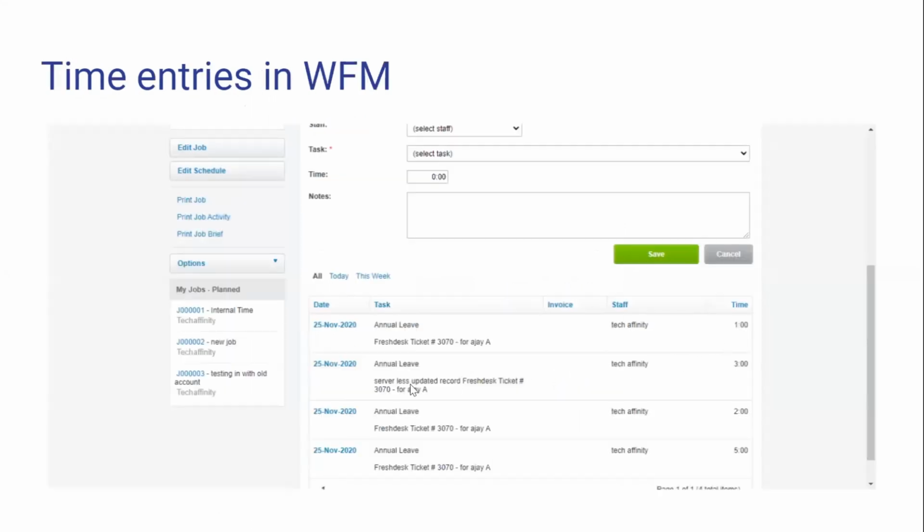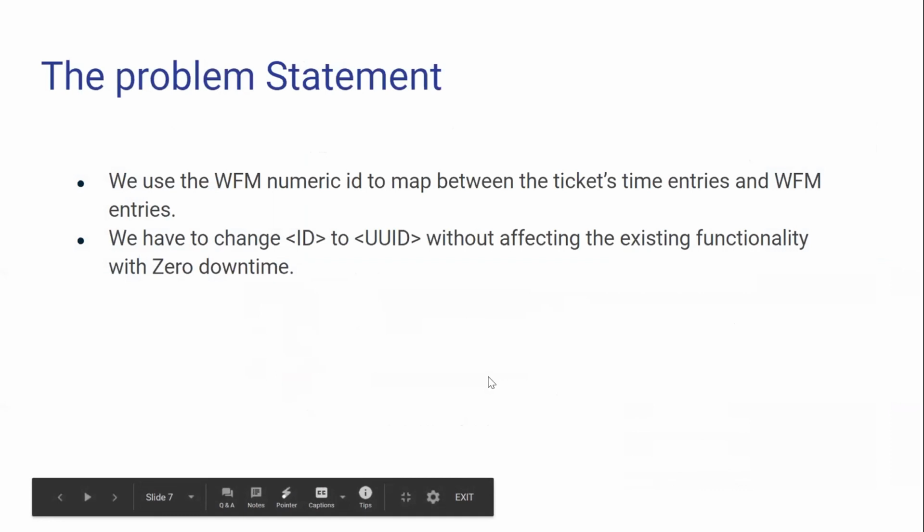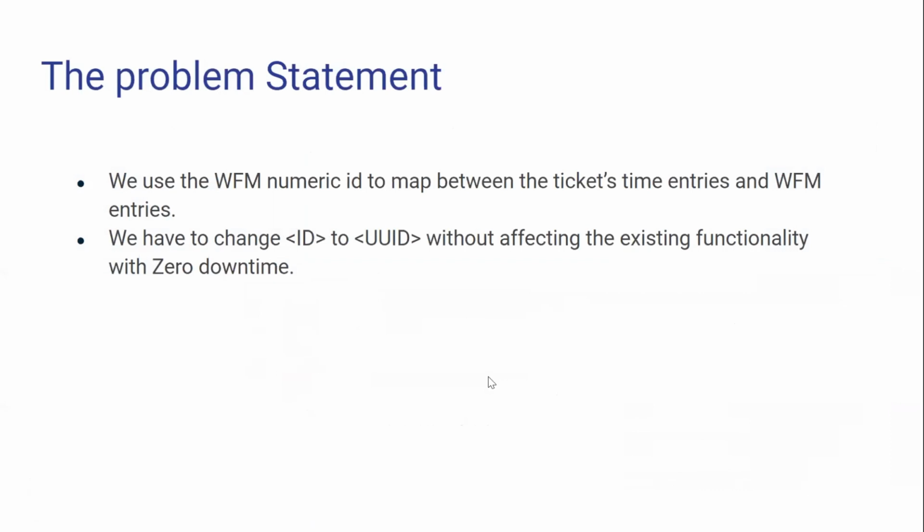This is how it looks on the Workflow Max side. Once they log the time entries from Freshdesk, it will come like this. So that's all about the Workflow Max app. As I mentioned, it's an app which allows the agent to track the time entries between Freshdesk and the Workflow Max app.